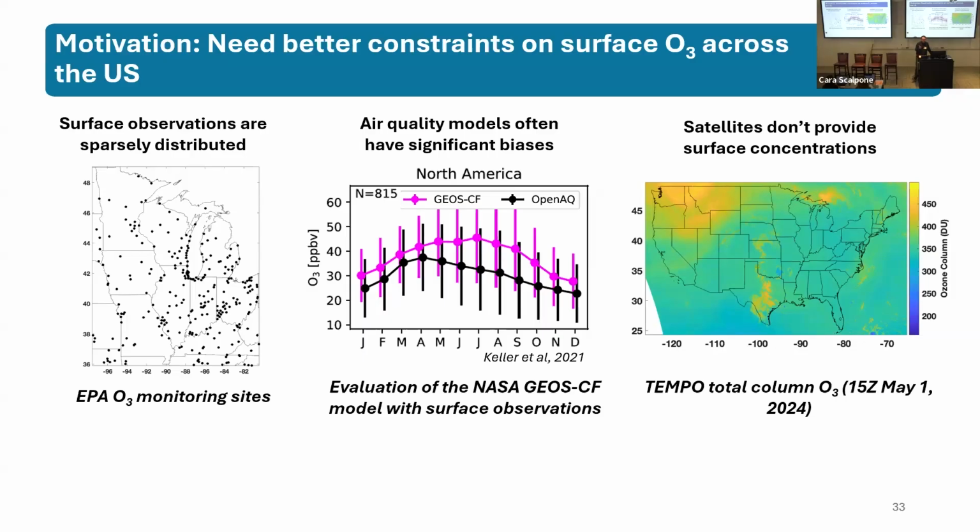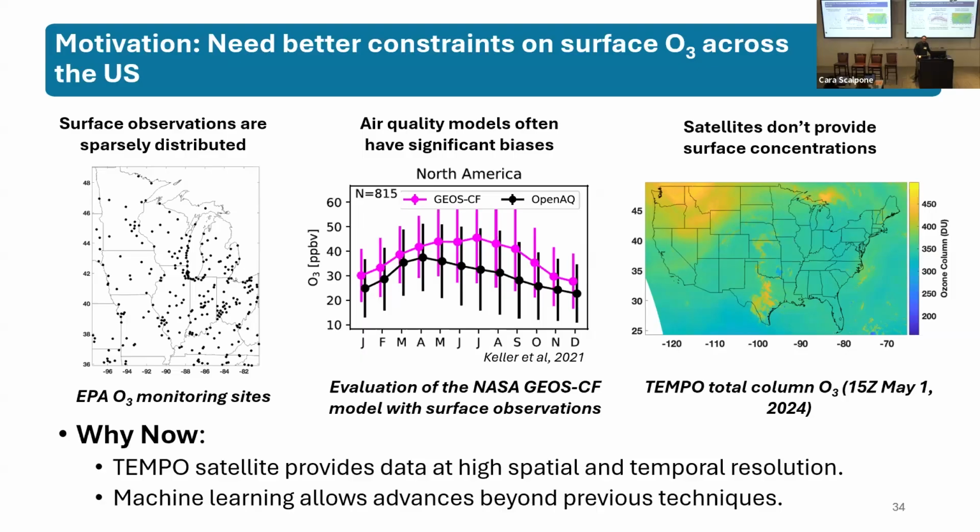And if we have models, so this is an example from the NASA GEOS-CF air quality model. So that's the Goddard model. And you can get broad spatial coverage, but you also often have significant biases. So that's what I'm showing here. I picked our model to show that we're not perfect. And then we have satellites. So satellites give you great spatial coverage. And in the case of TEMPO, you have very high spatial resolution and temporal coverage, but it only gives you information in the columns.